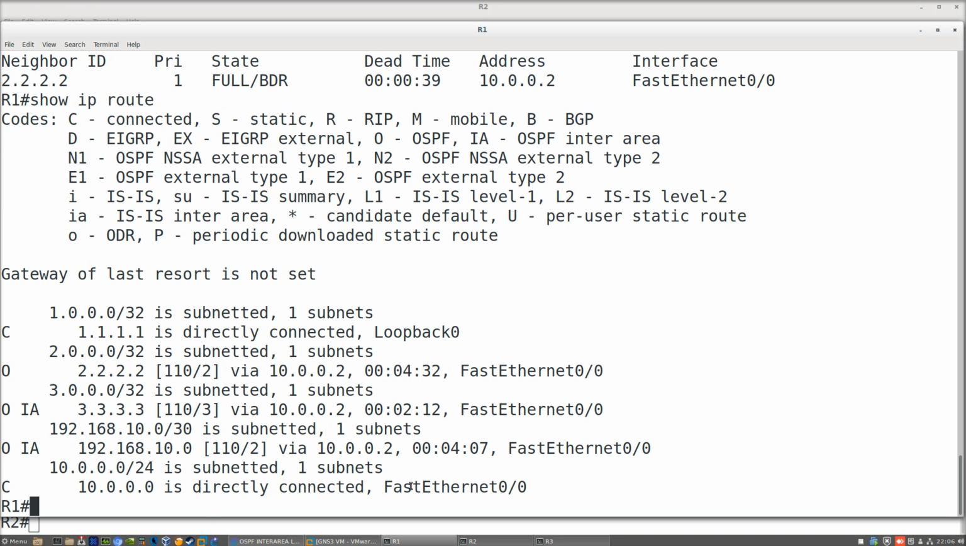So that's all there is to configuring multi-area OSPF, and I will see you in the next video.